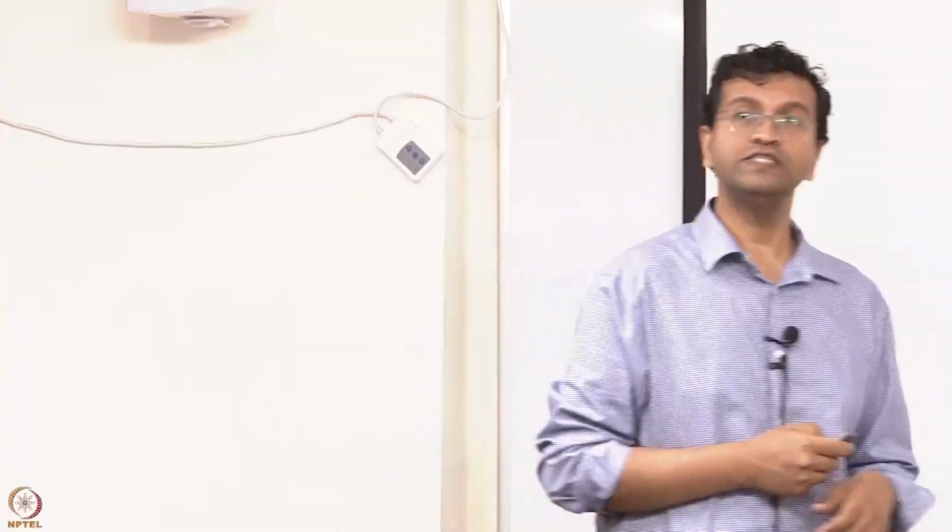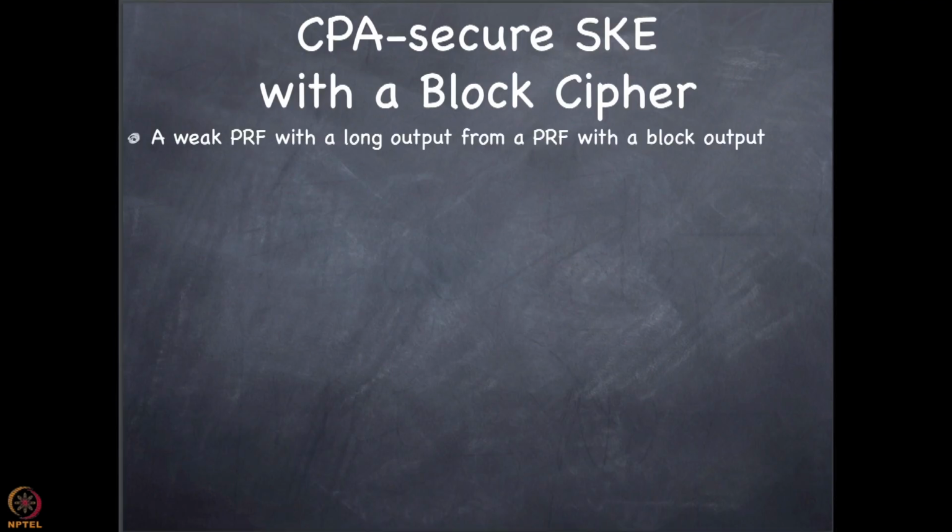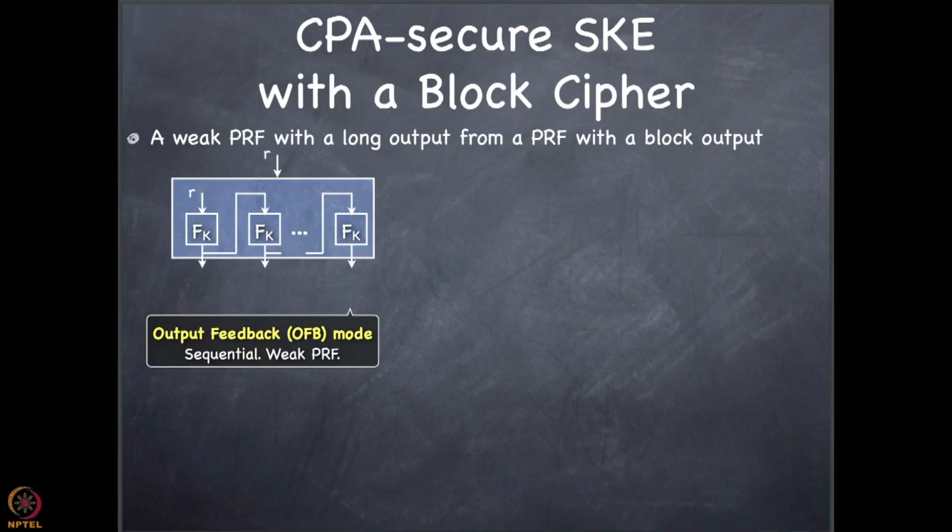Okay, so what are these different ways I mentioned? There are many actually. I'll only mention a few. These are called modes of using a block cipher, block cipher modes. Okay, so here's the first mode. It just means different ways of using it. This is called output feedback mode.